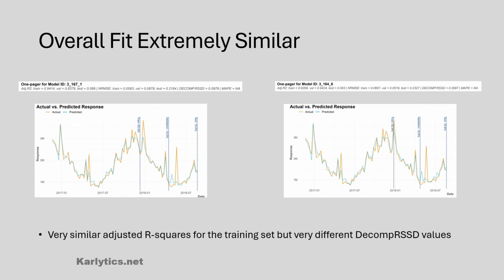When we look at the overall fit of these two models, both are highly accurate with adjusted R-squares of 0.94 for our lowest RSSD and 0.93 for our highest RSSD model. This tells us how well our model describes reality. In these charts, the yellow line is the actuals and the blue line is what our model predicts. This is for the modeling window we gave Robyn.